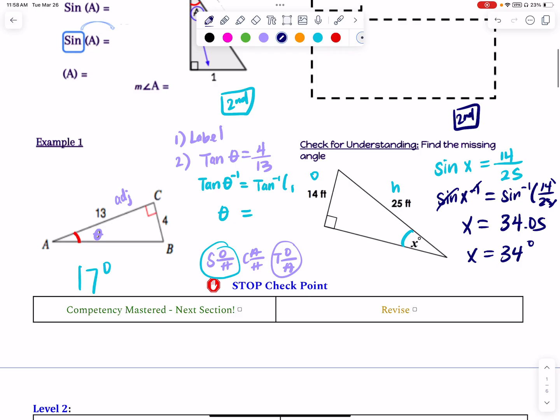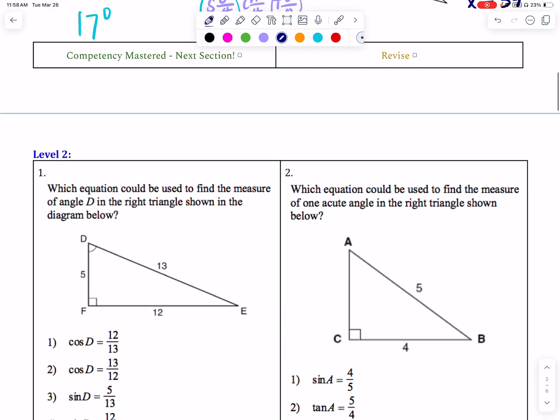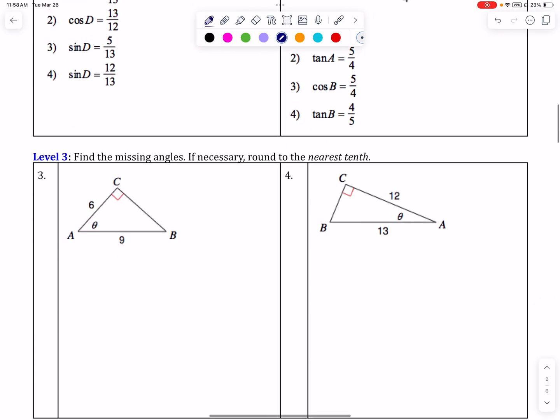So revise your work. If you didn't get it correct this time, don't forget to use the inverse button. And try to get to level 4.